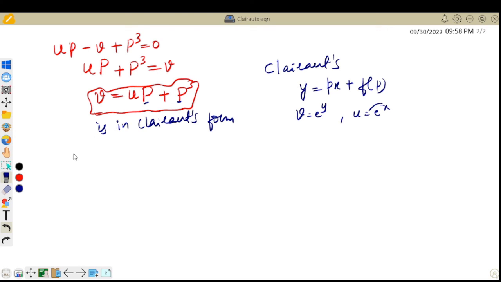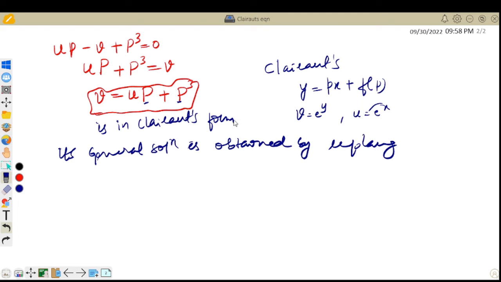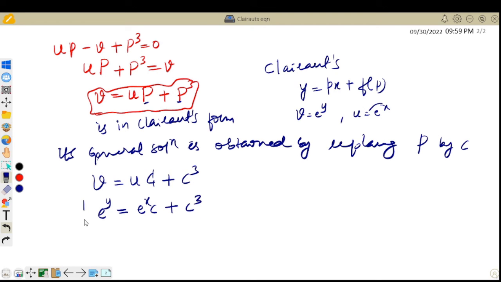Clairaut's form, its general solution is obtained by replacing this capital P by constant C. So v is equal to u C plus C cube. Finally, substitute the values of u and v: v is equal to e raised to y is equal to e raised to x into c plus c cube. So this is the general solution of the given equation.